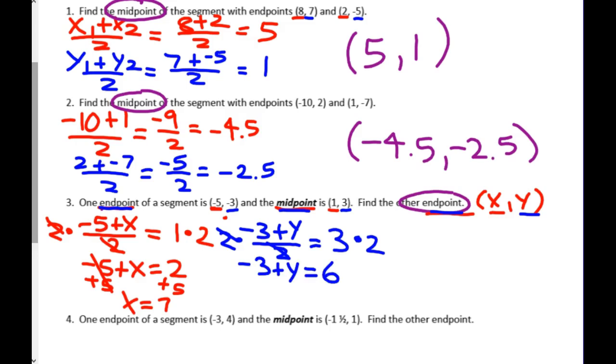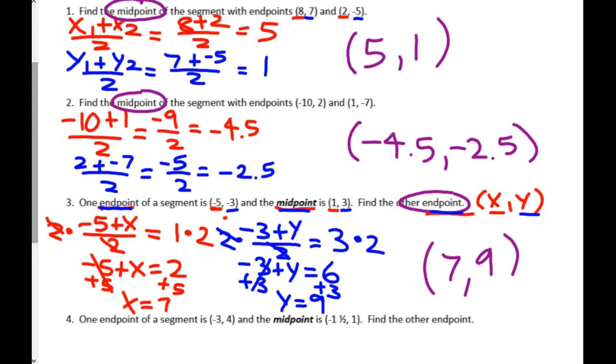What's my last step? Get rid of the minus 3 by adding 3. 6 plus 3 is 9. Again, your answer is almost, watch, coordinates. So we have x, we have y, we have to write it like this, right? 7, 9. Now I want everyone to try number 4 the same exact way.